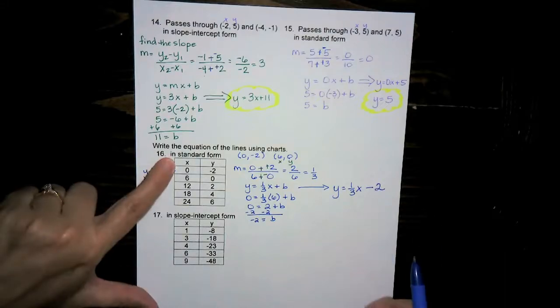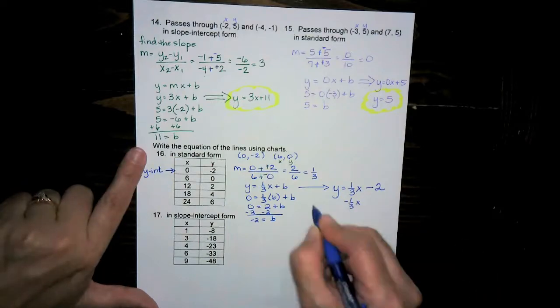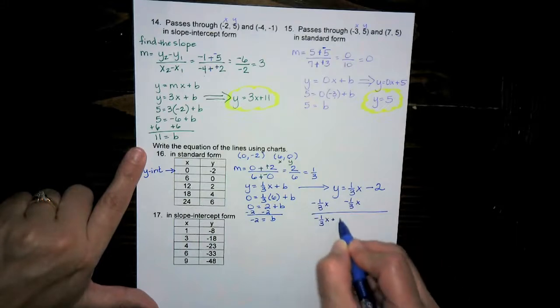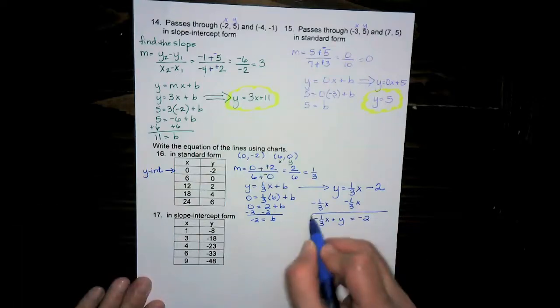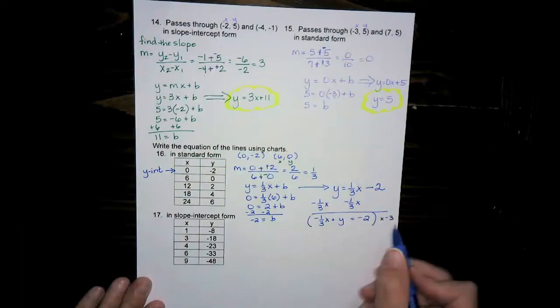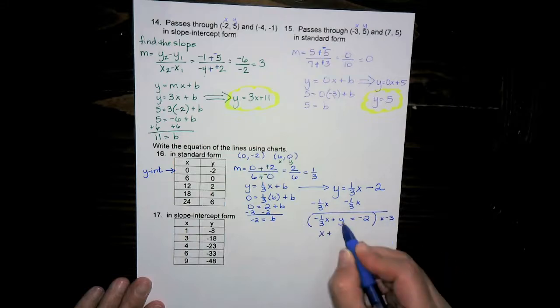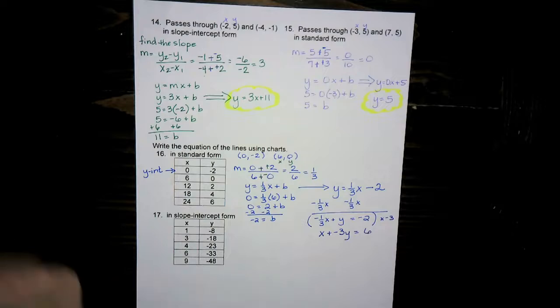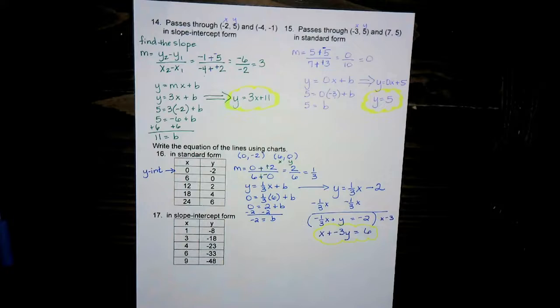Now, remember, our problem asks for standard form. So let's move this x term over to the left so we can get all the x's on one side. And then I've got to get rid of this fraction. So I'm going to multiply everything, and I'm going to do it by -3, okay? Because it'll take care of the fractions, but it'll also take care of the negative. So -3 times -1/3 is just 1. -3 times y, -3y. And -2 times -3 is 6. So now I have the equation, and it's in standard form.